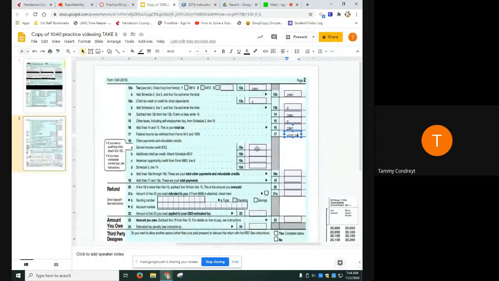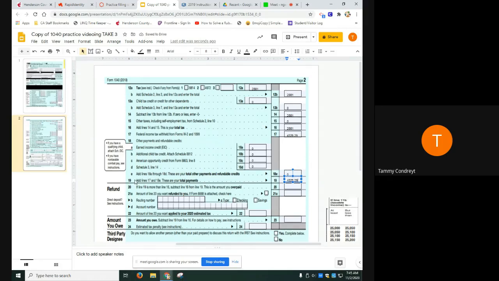So we're not going to do the earned credit. Keeping it simple, we're not going to do additional tax credits, American Opportunity Credit, all of those things. And so we're going to put that in there. And so our total payments are $4,328.29.